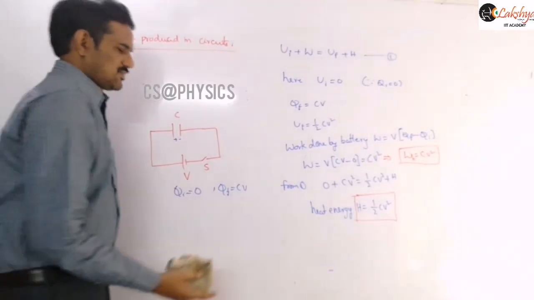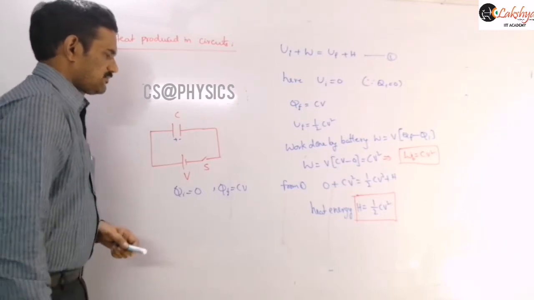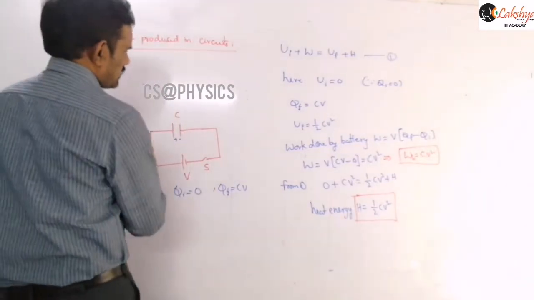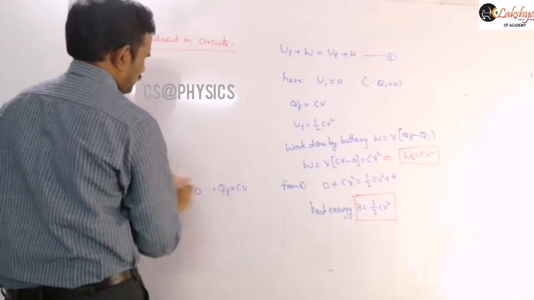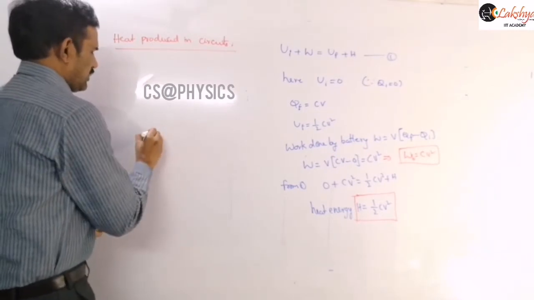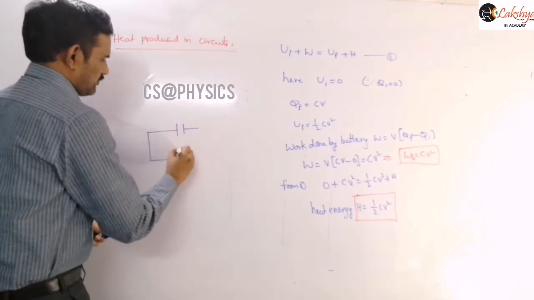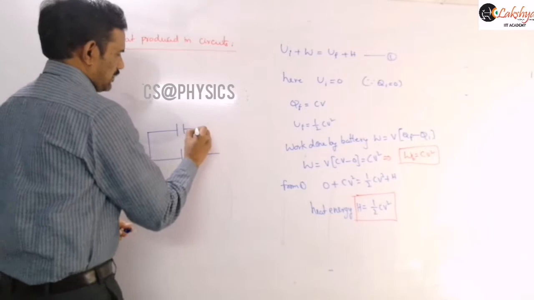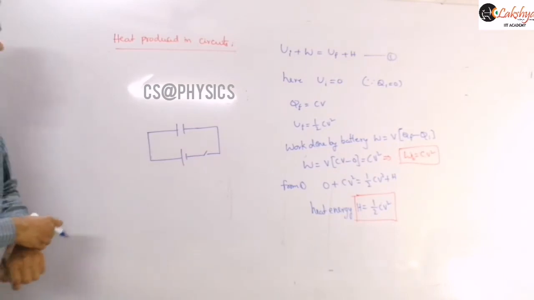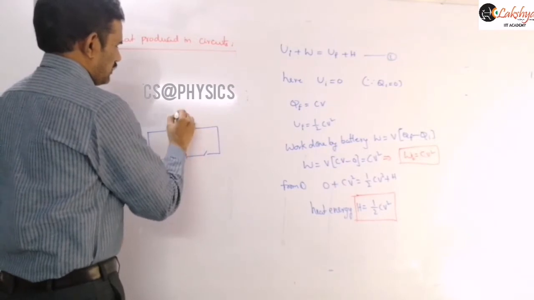Now let us write another simple problem here. A capacitor of capacitance C is charged by connecting it across a cell of EMF V.